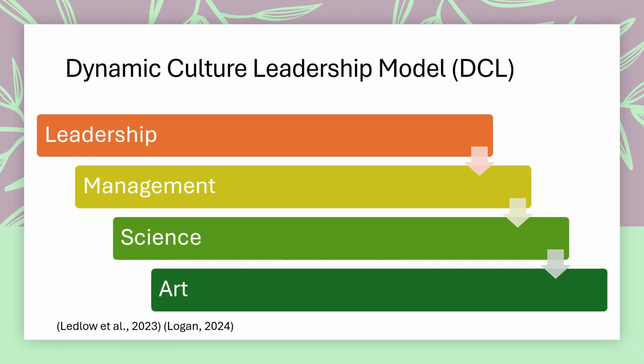The Dynamic Culture Leadership Model, or DCL, is really the science and the art of leadership management. It looks at leadership that adapts, empowers, and shapes organizational culture. There are three levels: the personal level, the team level, and the organization. And adaptability and innovation is really at the center of this model.